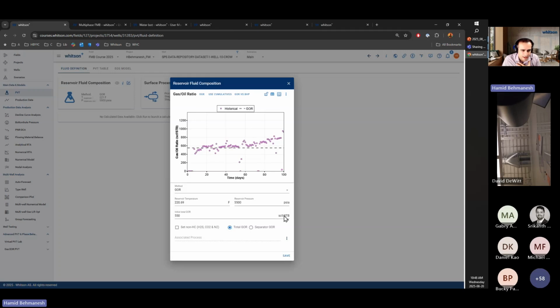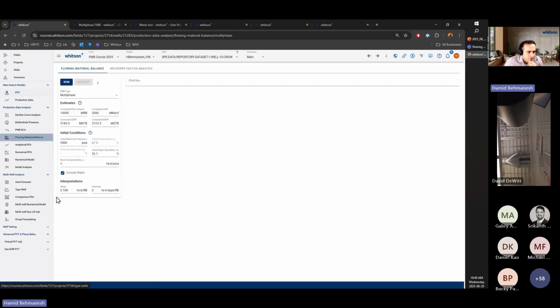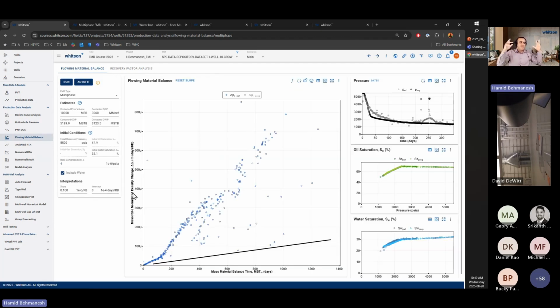The PVT is adjusted, initializing the GOR, initialized by PVT. And once we do that, we go to fluid material balance and run it. So once you start to see many of these examples, you feel confident and comfortable about the typical shape of the data that I'm expecting, right?